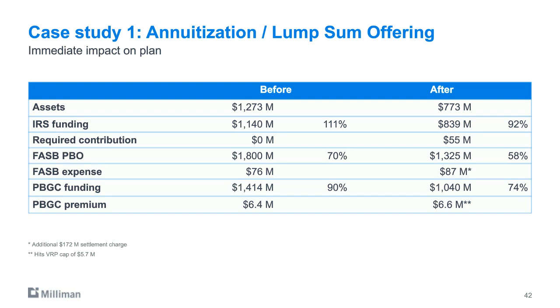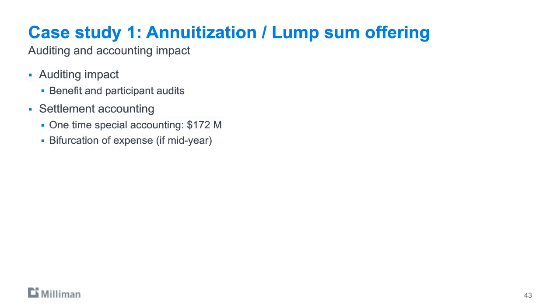One thing to note, and we're going to get to that when we talk about the auditing and accounting impact, because we're here talking with auditors and accountants, is that there is a one-time special accounting expense of $172 million, which means because we settled a good portion of the plan, any of that outstanding loss on the balance sheet needs to be recognized through the income statement. So there's a one-time additional expense of $172 million.